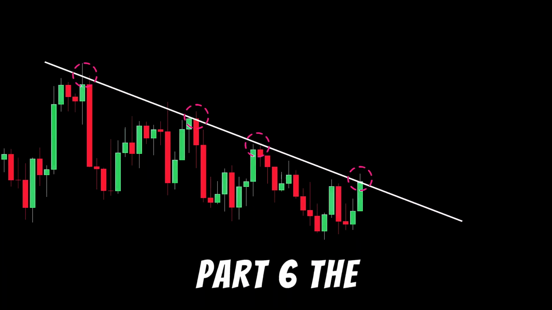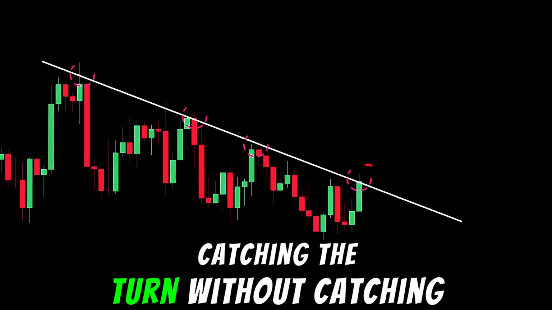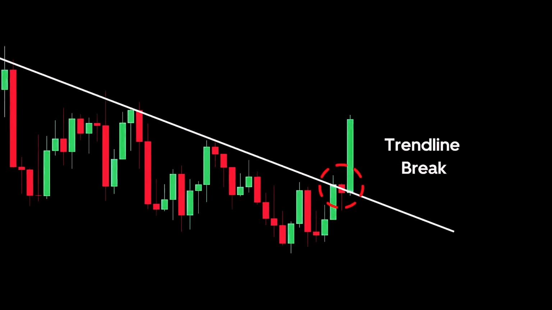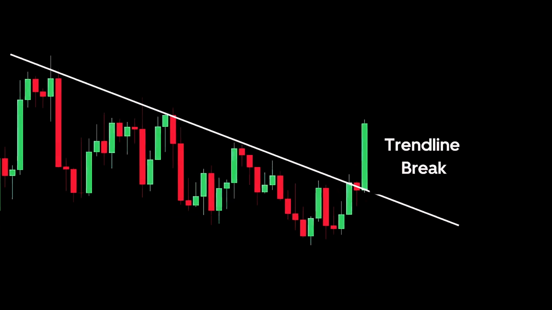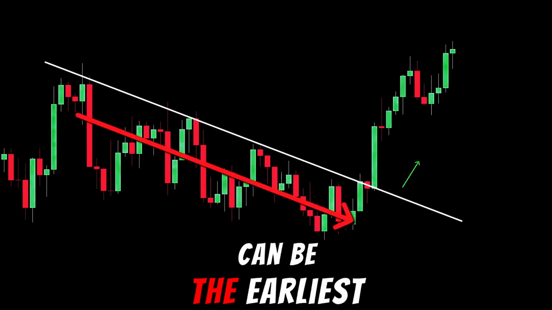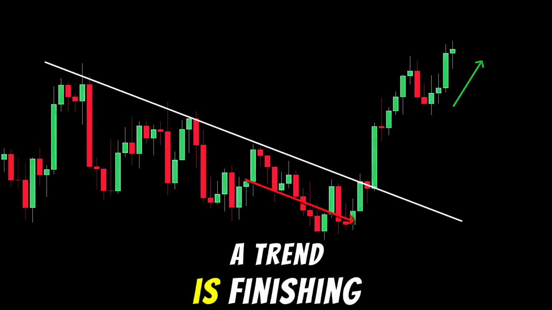Part 6. The break play. Catching the turn without catching a fake. Now, the other side of the coin. A trendline break can be the earliest signal you get that a trend is finishing.